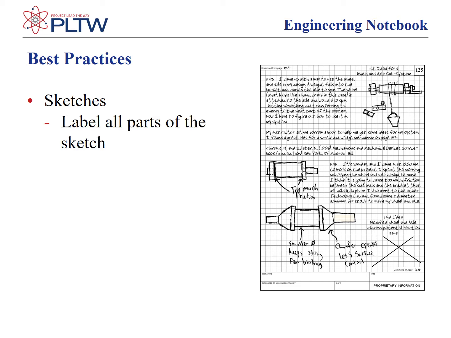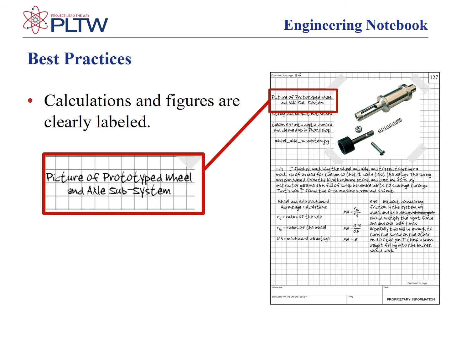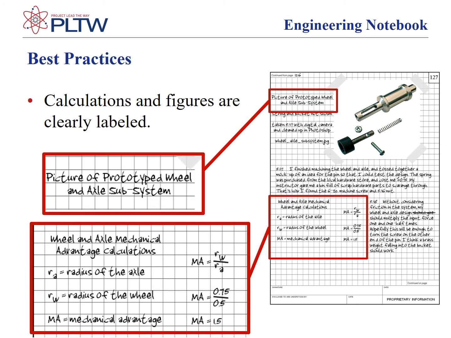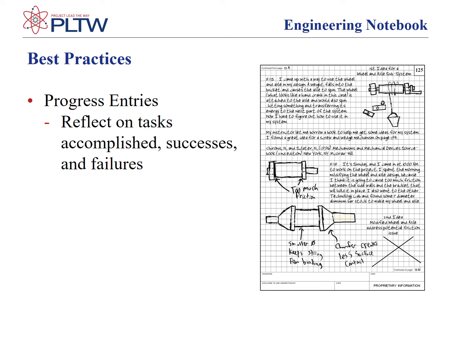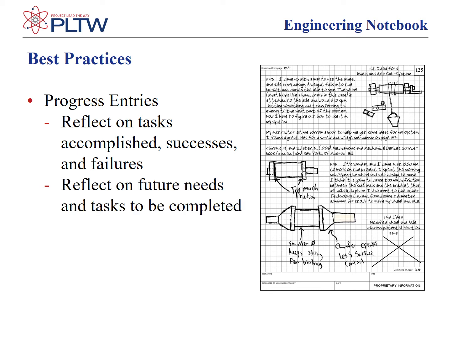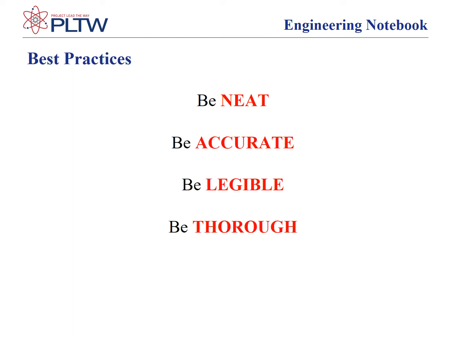Sketches should be included. You would want to label those sketches with a description of the sketch. Calculations and figures are clearly labeled, as you see there. Progress entries reflect on the task accomplished, the successes, the failures, things you discovered, things you may want to consider in the future, and reflect on the task that needs to be completed at that point, what things need to be done from this point forward, kind of like a checklist. So your notebooks need to be neat, accurate, legible, and thorough.